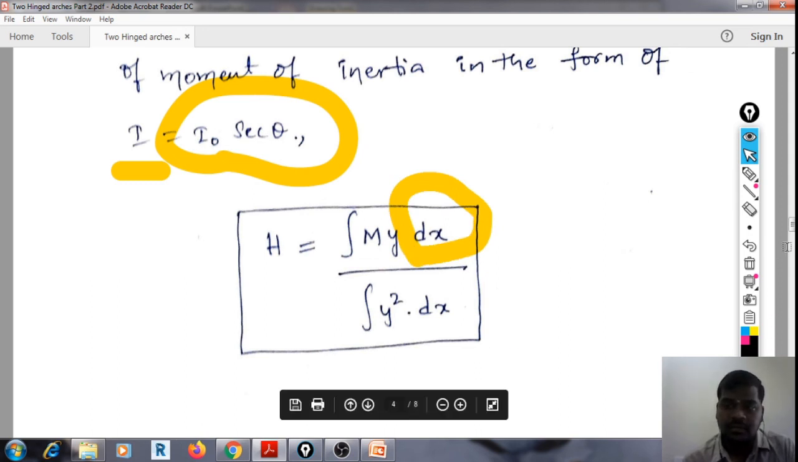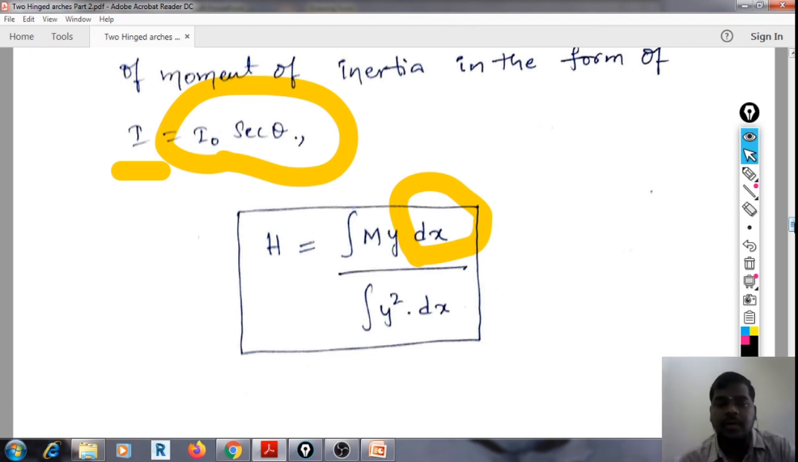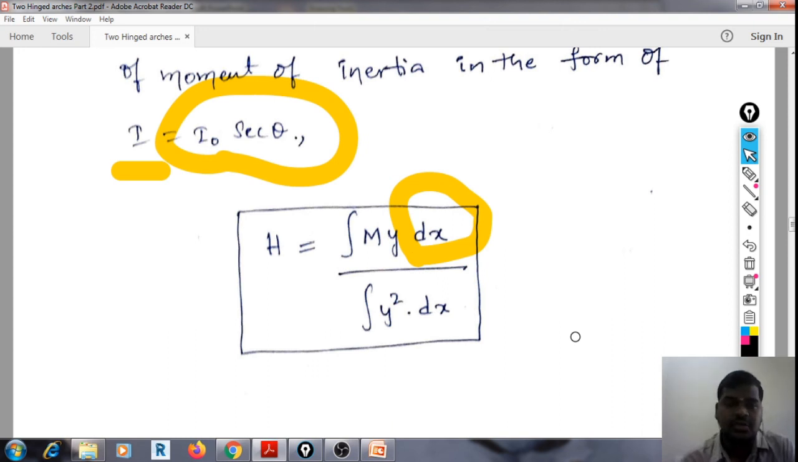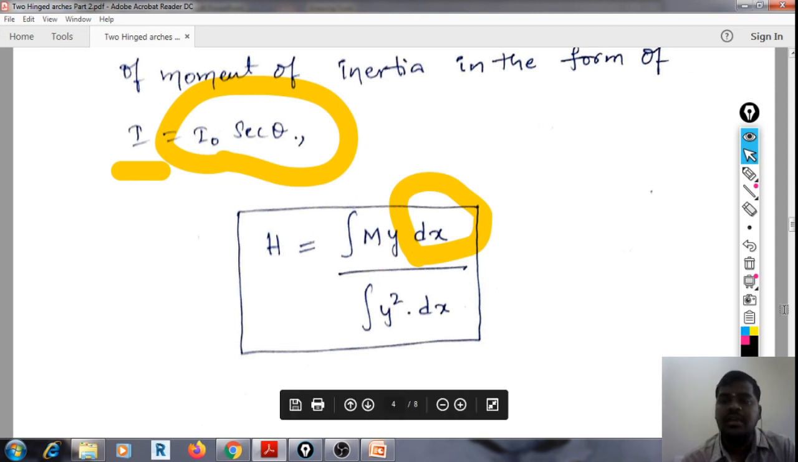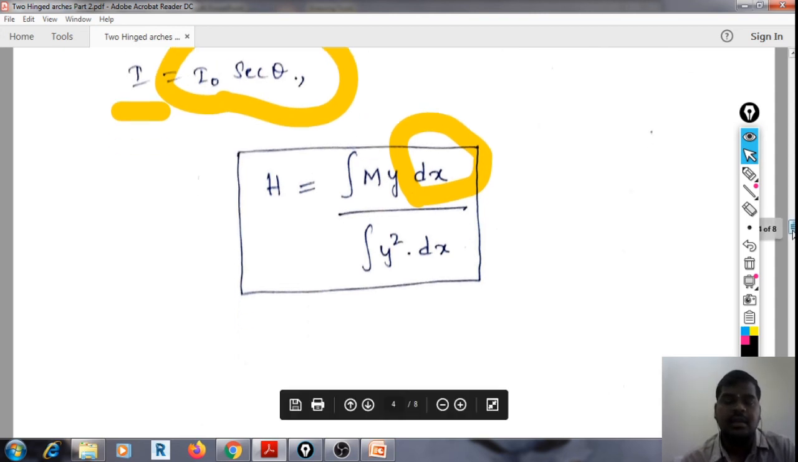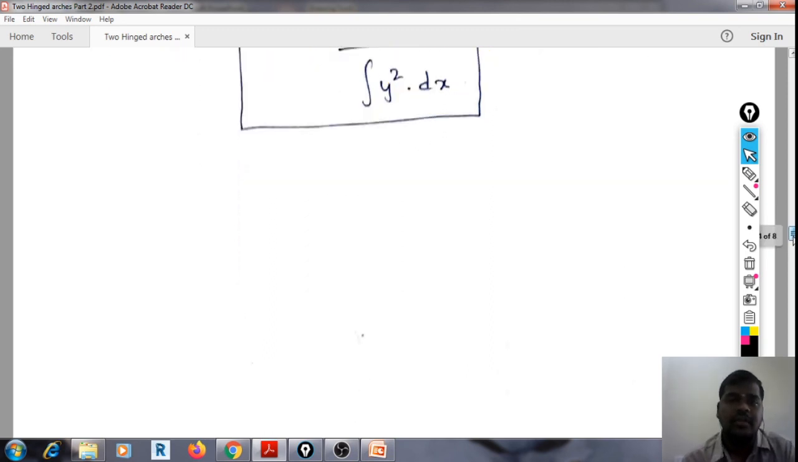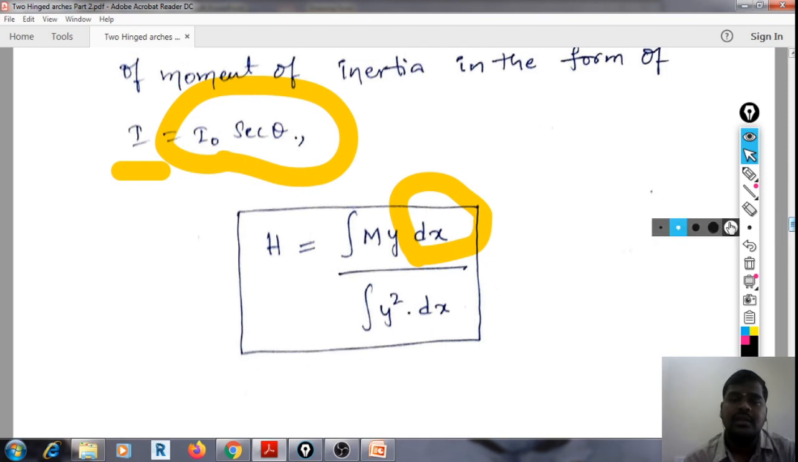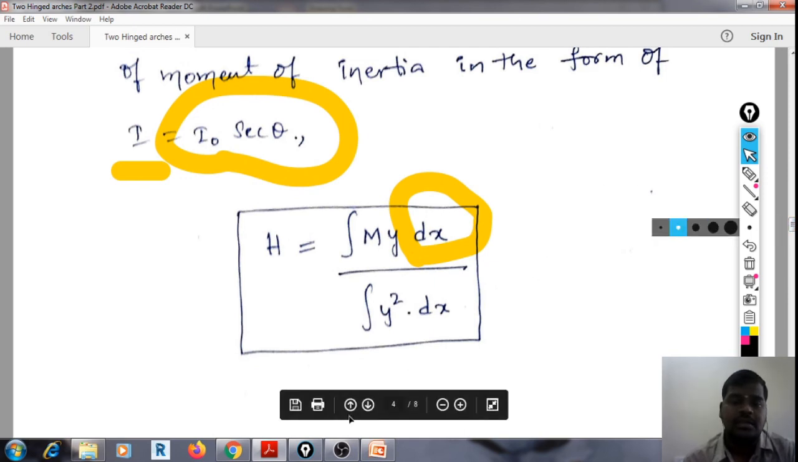So this is all about the analysis of two hinged circular arch and parabolic arch. By using the formulas of H for circular and parabolic arch, the analysis of the arches can be done. In the name itself, we have the subject name as Structural Analysis 2. We have to observe the analytical methods of each and every reaction or each and every structure we do. This is regarding the analysis of two hinged circular and parabolic arch. Thank you.